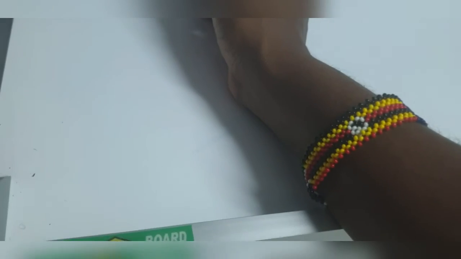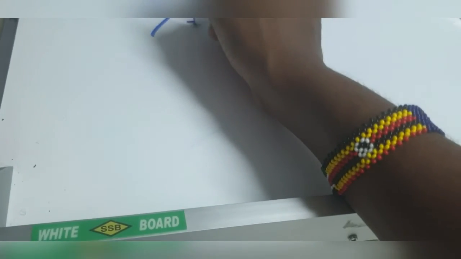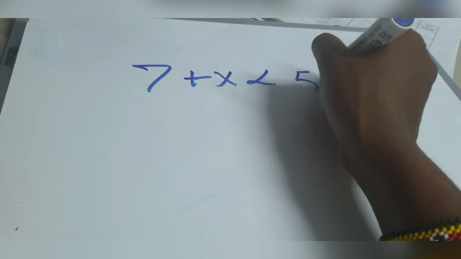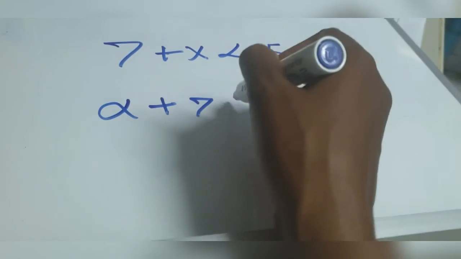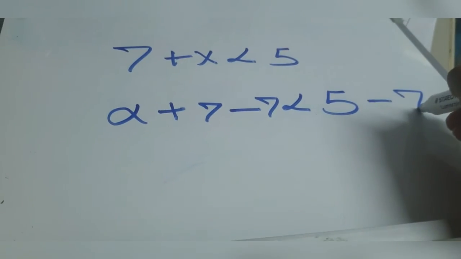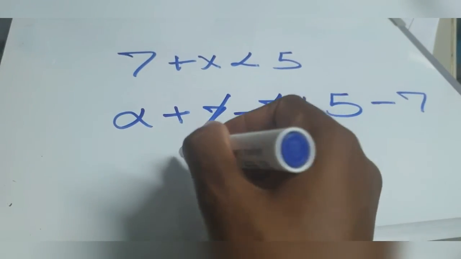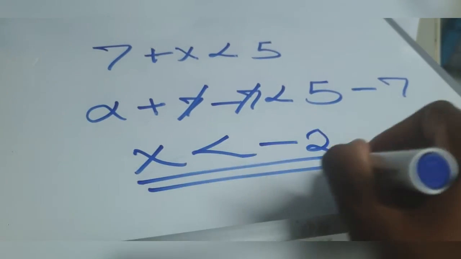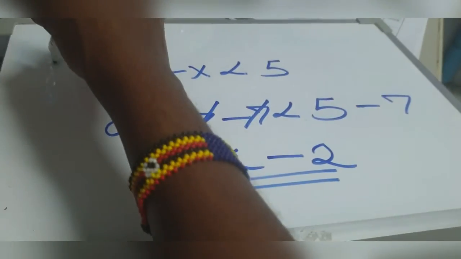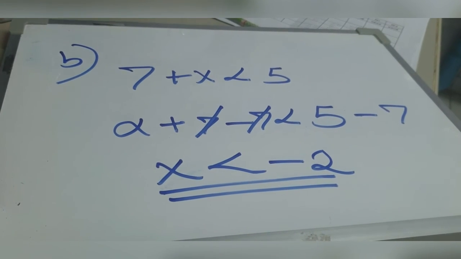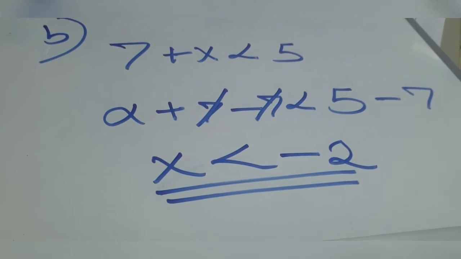Let's try part B. Part B, we have 7 plus x is smaller than 5. So what you're going to do, you're just going to interchange. You say x plus 7 minus 7 is smaller than 5 minus 7. So this one and this one will cancel each other. We have x is smaller than negative 2. That is your answer for part B. Can you try part C, D, and E?